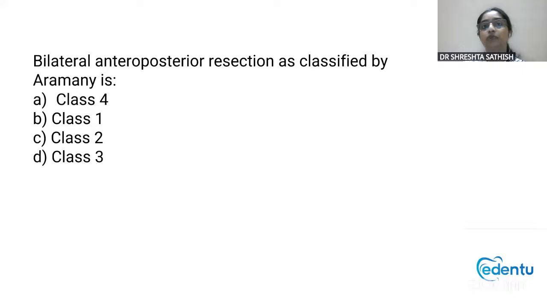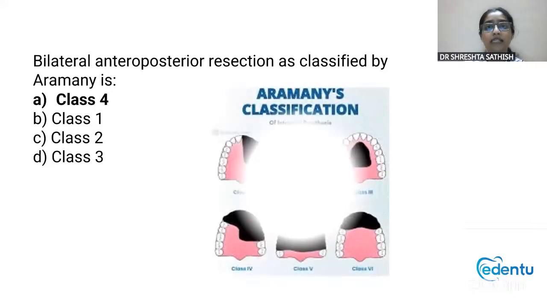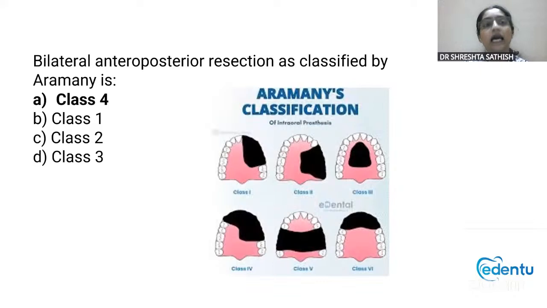Bilateral anteroposterior resection is classified by Aramany. What is Aramany's classification? Anterior bilateral anteroposterior resection is class 4. This is the image of Aramany's classification of intraoral prosthesis for maxillectomy patients. You have 6 classes. In that, the anteroposterior resection comes as class 4.